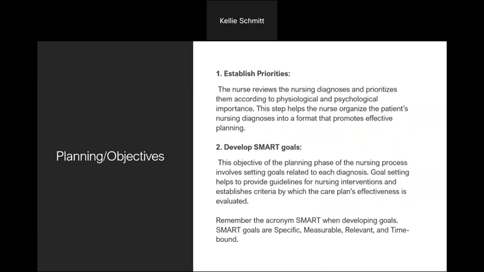Planning is essential in promoting the delivery of competent nursing care. We need to focus on nursing interventions that will promote positive patient outcomes. The first thing we need to do as nurses is establish a priority. The nurse reviews the nursing diagnoses and prioritizes them according to physiological and psychological importance. We need to organize the patient's nursing diagnoses into a format that promotes effective planning.